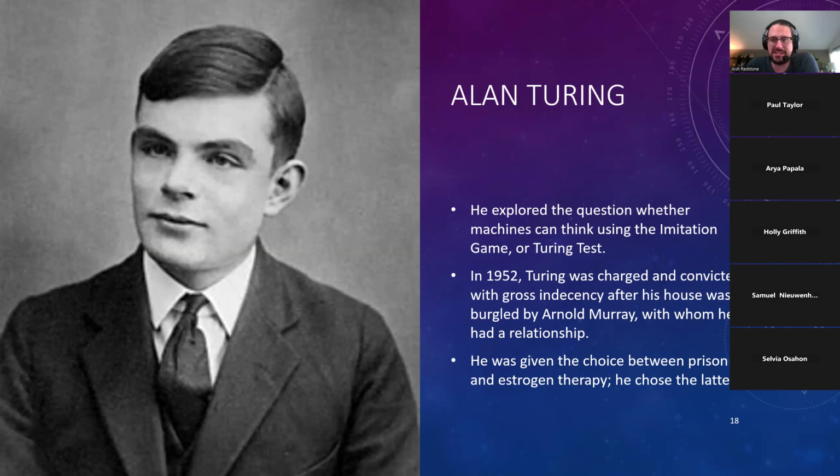And in the course of investigating the burglary, it became known to the police that Arnold Murray and Alan Turing had previously been in a relationship with one another. And this is at a time when it was illegal to be homosexual in the United Kingdom, right? Turing was gay, and he was openly gay, right?